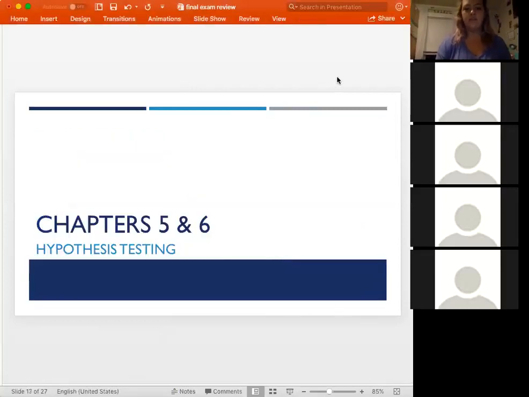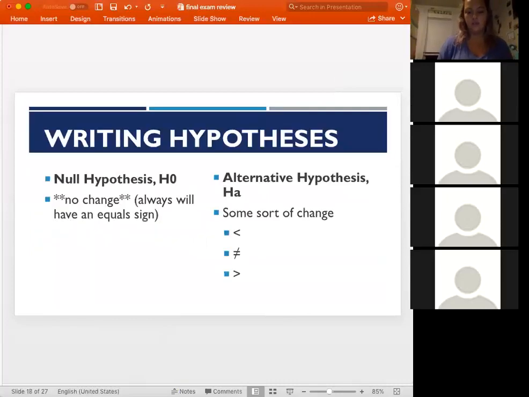All right, and then we're going to finish up with hypothesis testing and then do some review questions. So when you're writing hypotheses, you're always going to have that there's no change, so it's always going to be an equal sign here. Okay, so always going to have an equal sign.